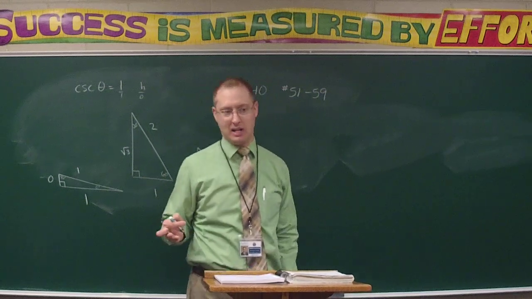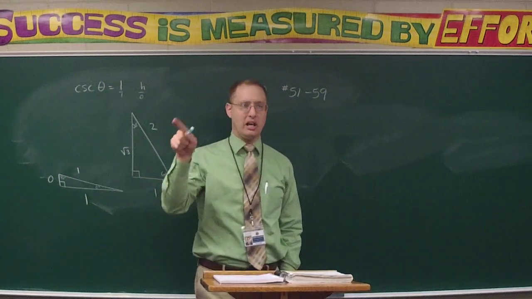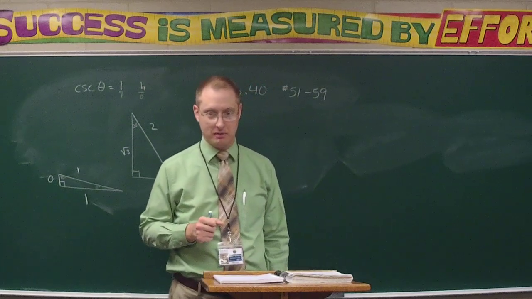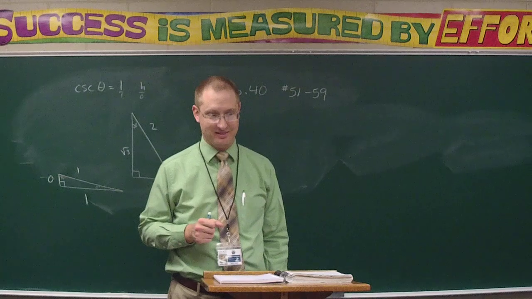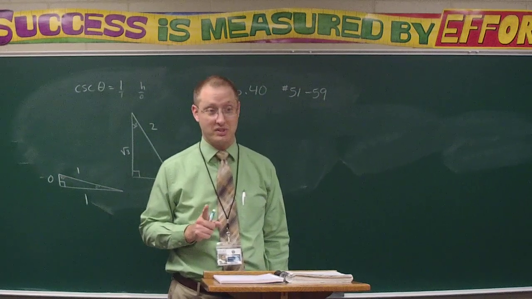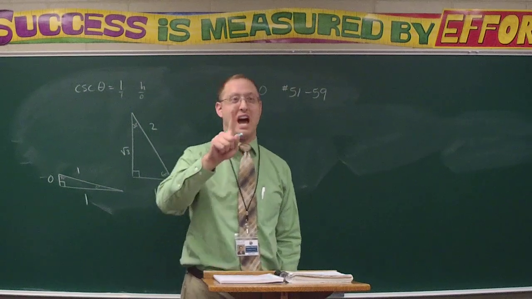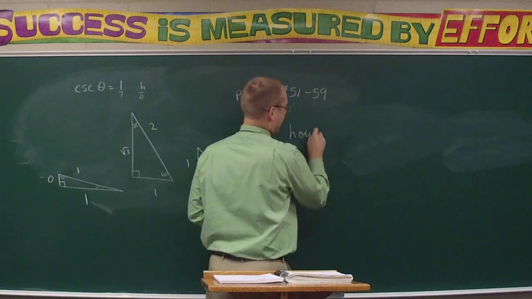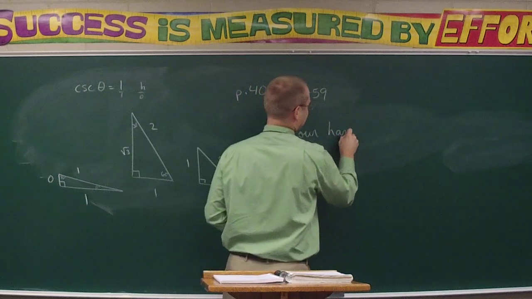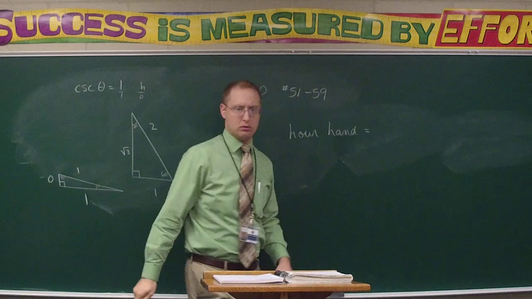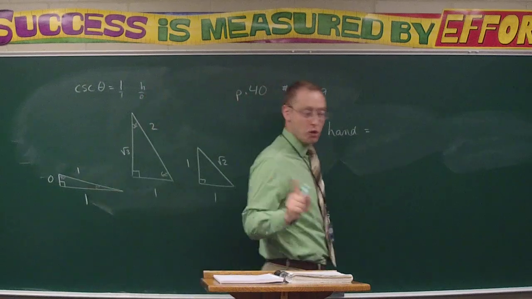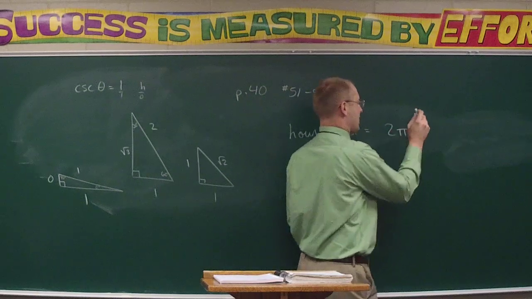Let's start with the hour hand. How many times does the hour hand go around in 12 hours? Once. In 12 hours, the hour hand will only completely go around once. So for the hour hand, how many radians is that? One revolution. How many radians? 2 pi. 2 pi is a revolutionary idea.